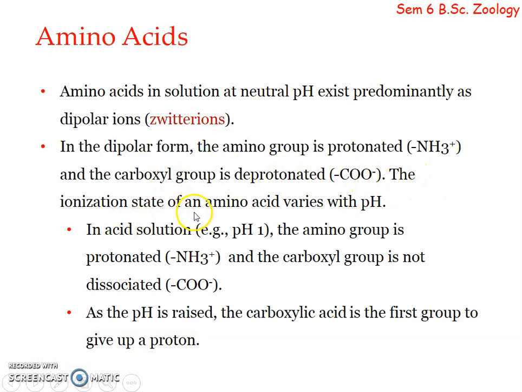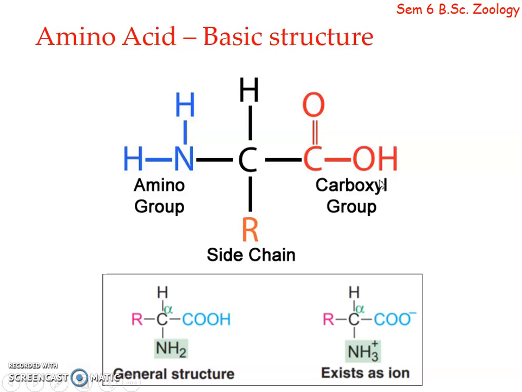So the ionization state of an amino acid varies with pH. That is yet another case. When it is in more acidic condition, what happens? More acidic means it contains more H plus, isn't it? And what happens when there is more H plus? It can bind with COO minus, isn't it? So what happens at that time? So we can see here.